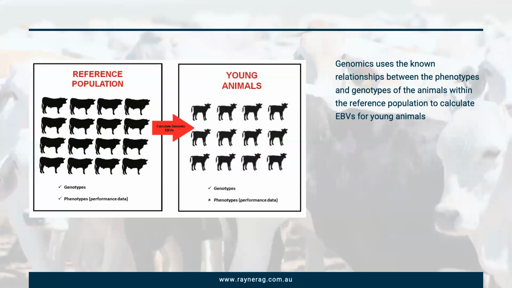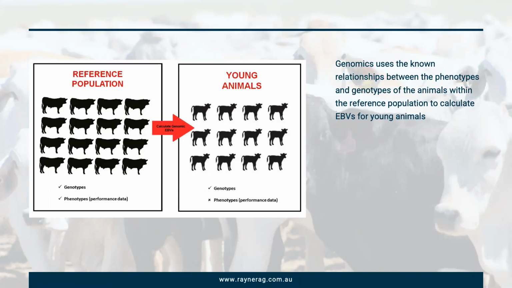But the important thing about having genomics is not that we're actually taking a sample. What we're really relying on is using the known relationships between animals that are within the broader population, what we call the reference population. So if we're able to use their known relationship between both their physical performance, their phenotype, and their genotype, that gives us a greater opportunity to then start to generate EBVs for younger animals.